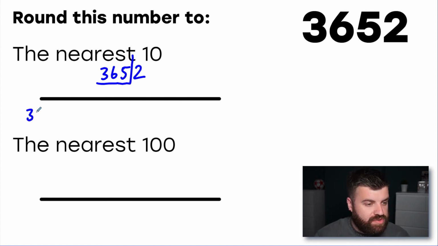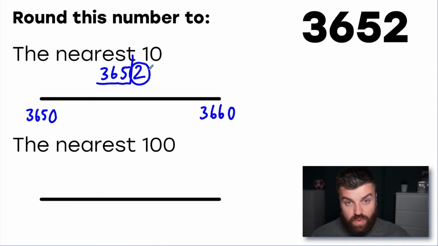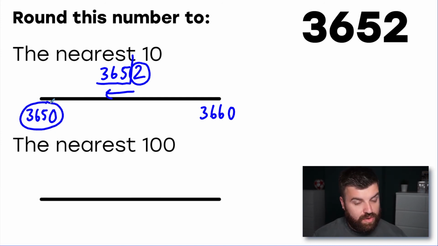So 365 tens. What's after 365? It's 366 tens with a 0. Circle my digit next to the wall, which is in the ones column, which is a 2. That's a low value digit. We're going to round down to 365 tens, or 3,650.